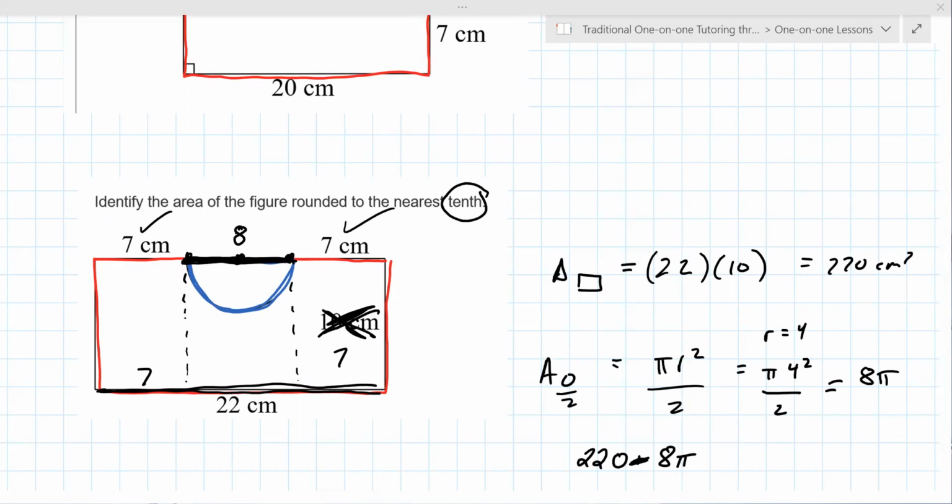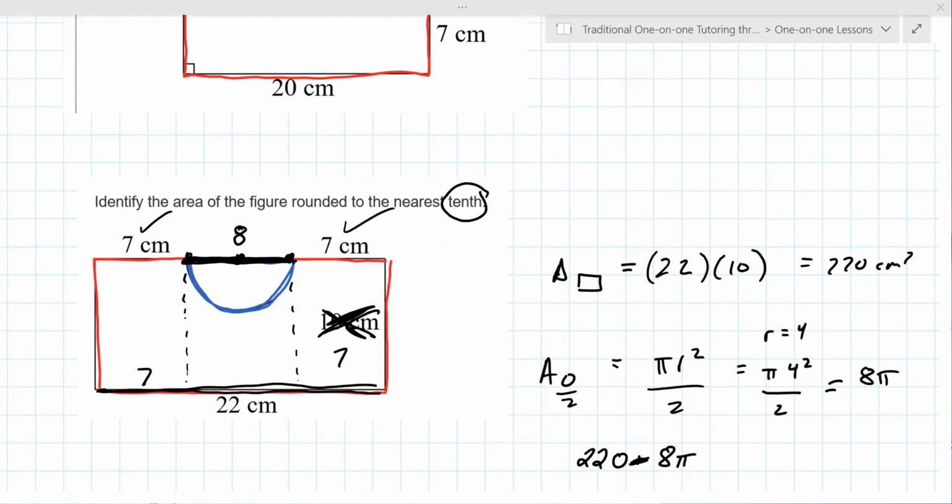Hey, Christopher, looks like we got a disconnect with a Zoom issue. So have you figured out what 220 minus 8 pi is? Yes, so my final answer is 194.9. Okay, I agree. All right, so now we're going to look at another figure.